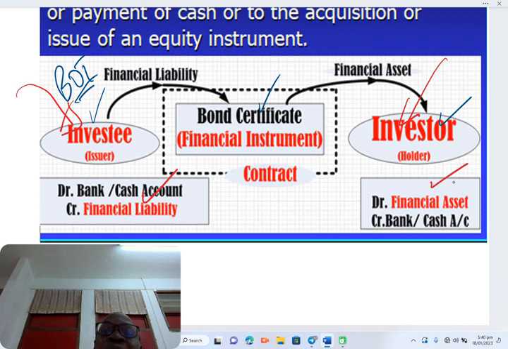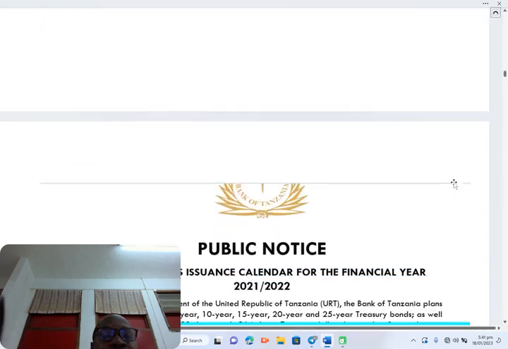Now the BOT must issue a bond certificate indicating that you have paid for the bond. Such kind of bond certificate is what you call what? A financial instrument, because within a bond, we have financial asset and financial liability. In equity instrument, we have equity investment and share capital. Do you understand? A bond is a debt instrument. We have financial liability and financial asset. Am I clear?